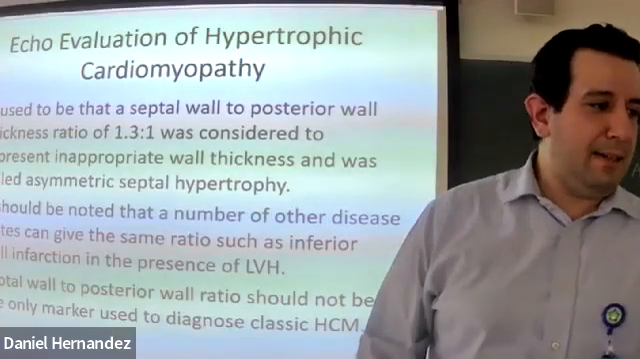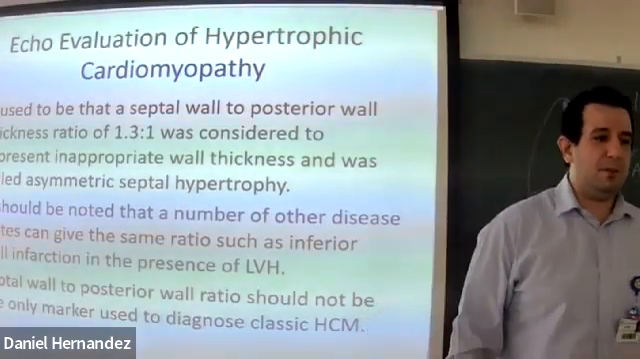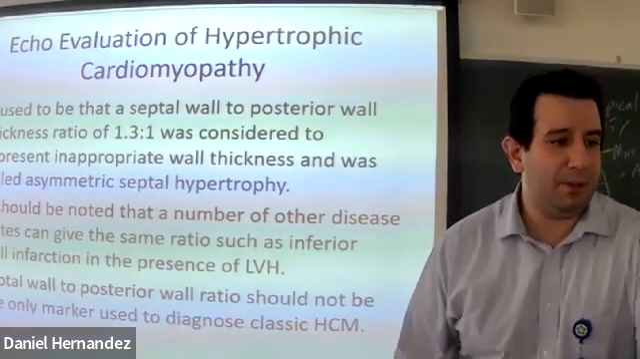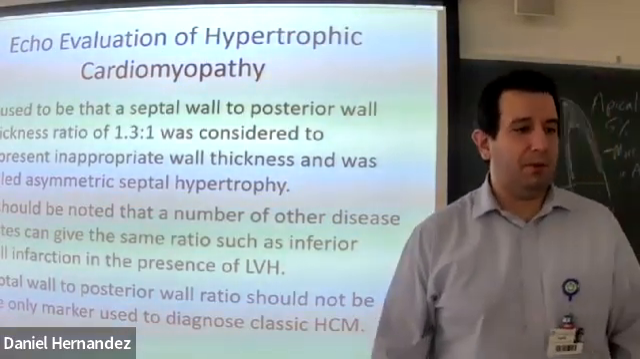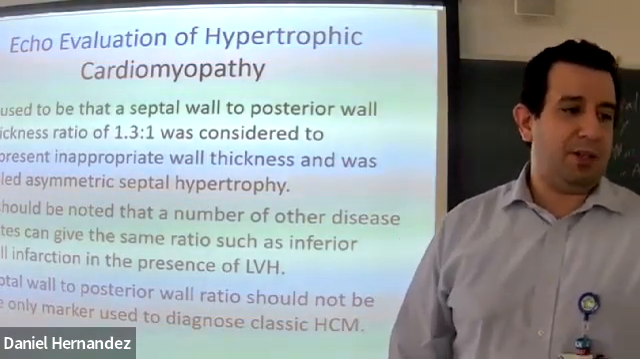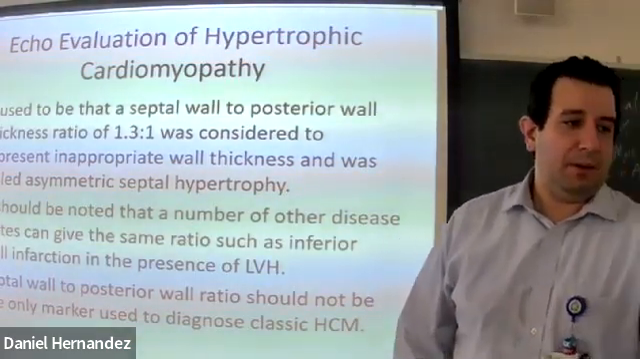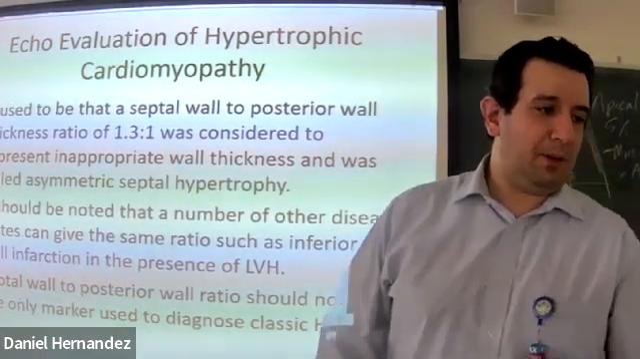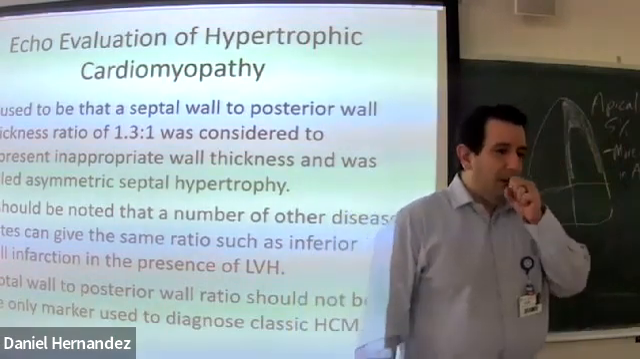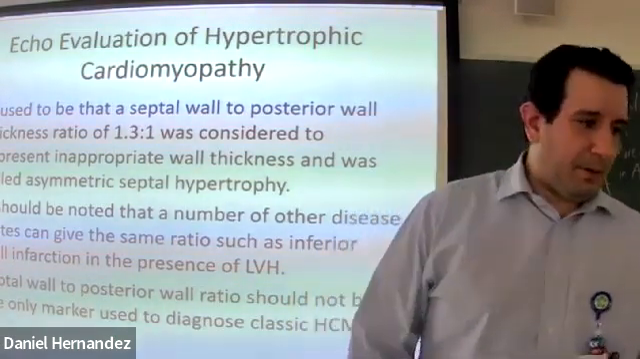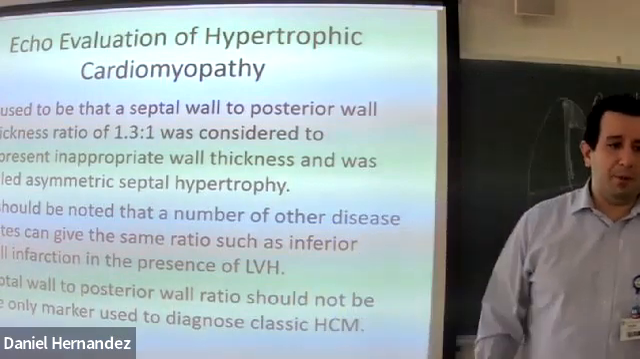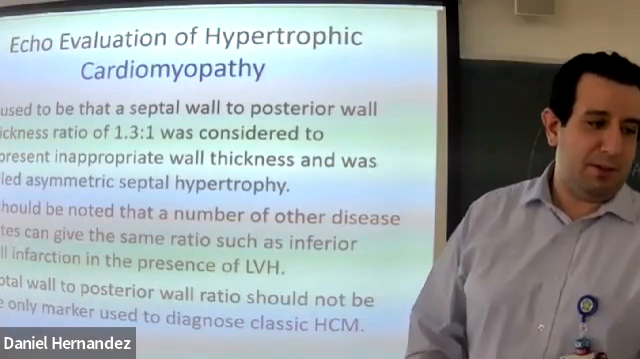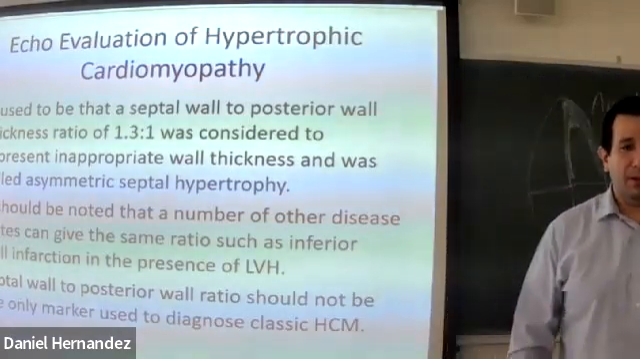So again, our technique to determine that the septal wall is thickened is to use our ratio to the posterior wall. So we look for a thickness ratio of 1.3 to 1, and that was considered to represent an inappropriate wall thickness and was called asymmetric septal hypertrophy. It should be noted that a number of other disease states can give the same ratios, such as an inferior wall infarct. So just be careful.